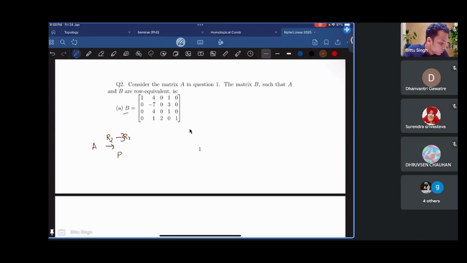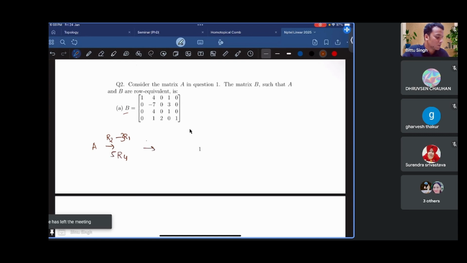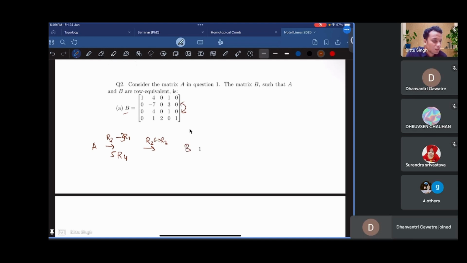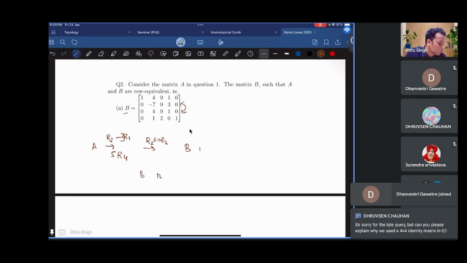So for example, row 4 can be multiplied by 5. Or what are the other possible operations? We can exchange any two rows. For example, row 2 and row 3 can be exchanged. Maybe this is a better notation, exchange those two rows. So applying all those types of operations, if we get a matrix, suppose some matrix B, then B is said to be row equivalent to A.